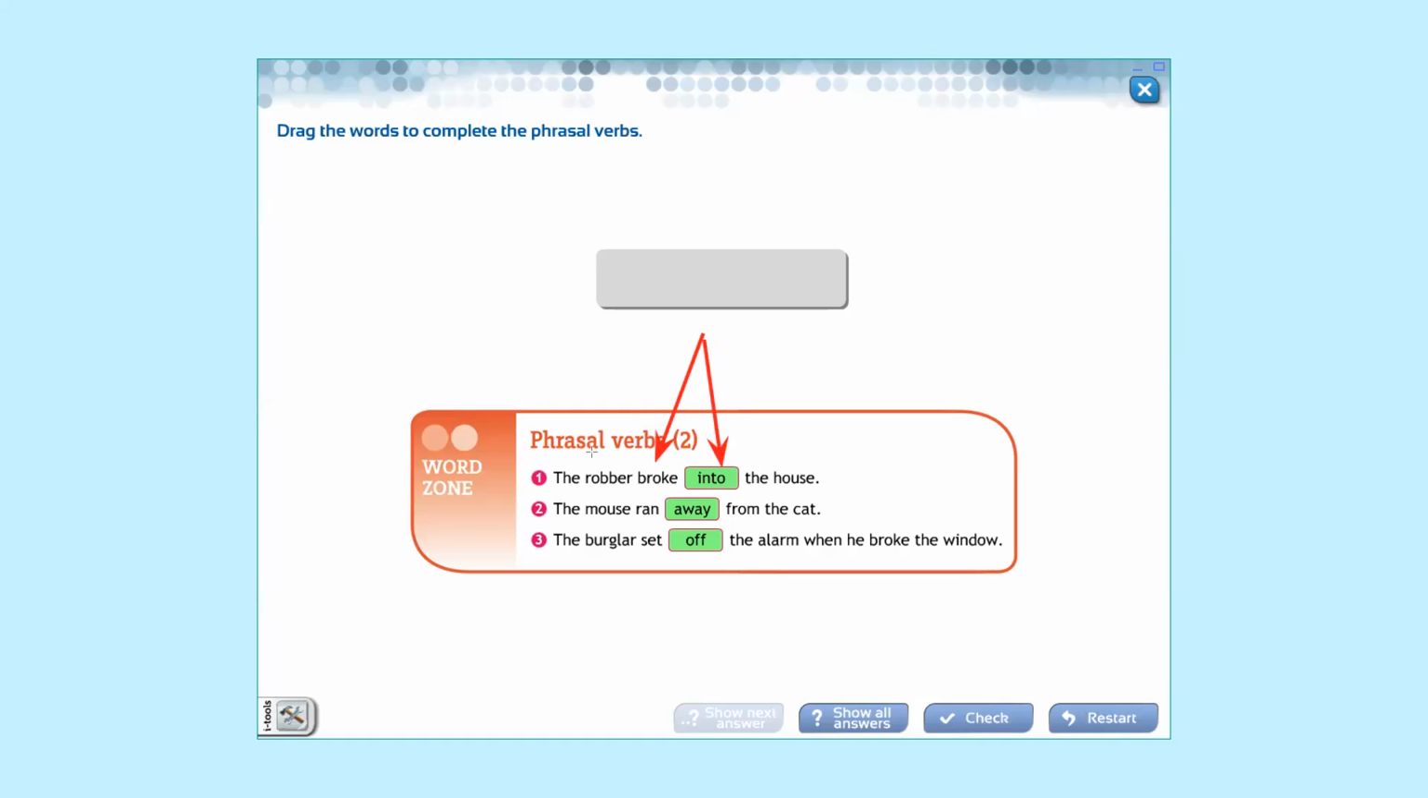When you get inside. When you say run away, you say that this person is escaping. The other says set off, in this case, when he is destroying something. These are the words that you are going to use for that kind of activity, okay?